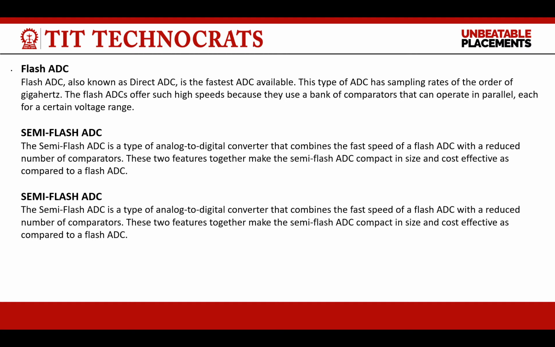The second one is the semi-flash ADC. The semi-flash ADC is a type of analog to digital converter that combines the fast speed of a flash ADC with a reduced number of comparators. These two features together make the semi-flash ADC compact in size and cost effective as compared to flash ADC.